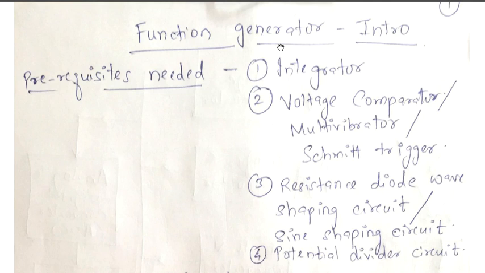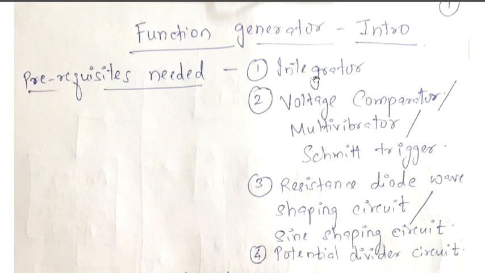Now, what exactly are we supposed to study under function generator? The way we started in DMM, here also we are expected to study the overall working with the help of the block diagram of a function generator, not the internal circuitry. But to study the block diagram of a function generator, there are certain things which you need to know before you start the block diagram. So as I've mentioned here, these are the prerequisites needed, that is, these are the concepts which are needed for you before you start understanding the block diagram of function generator.